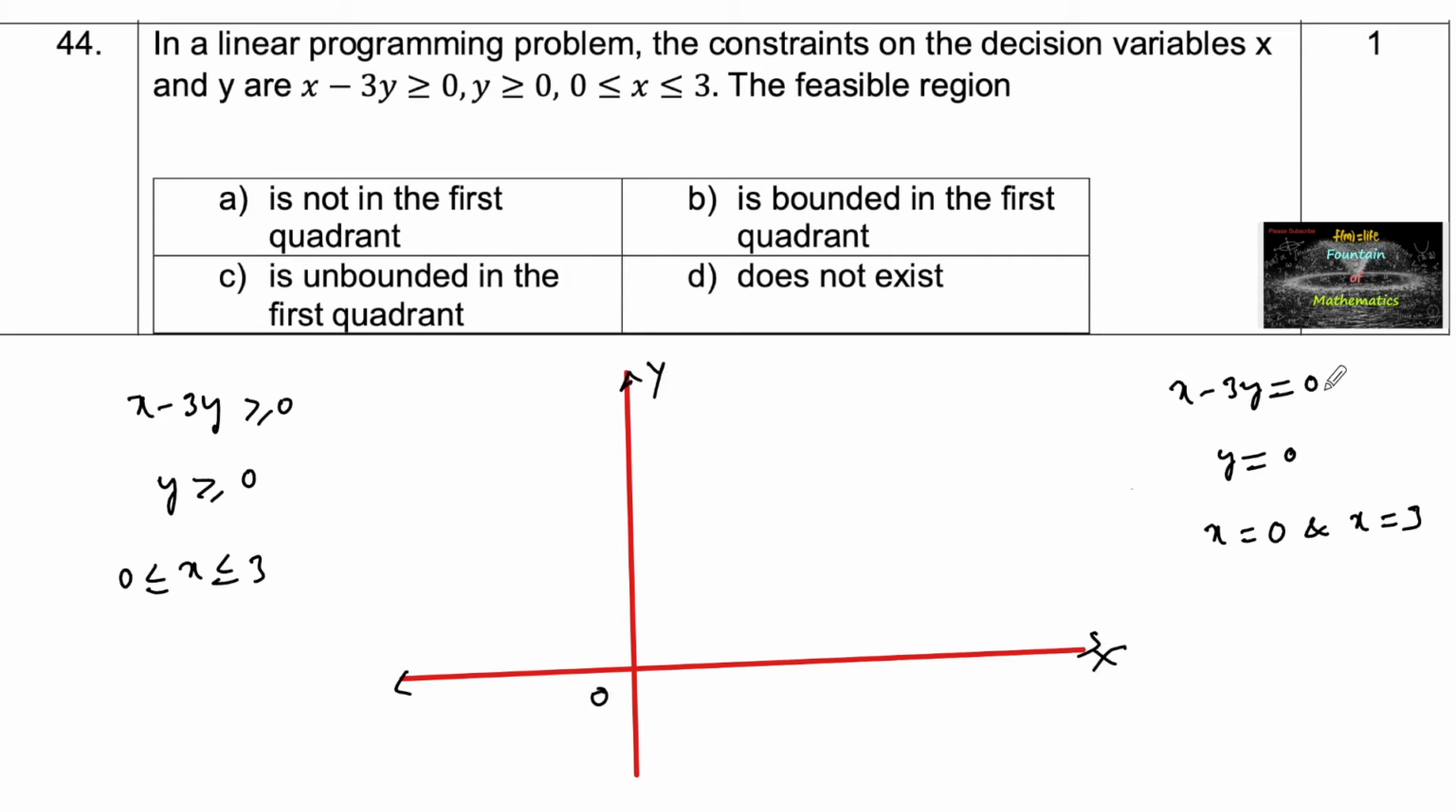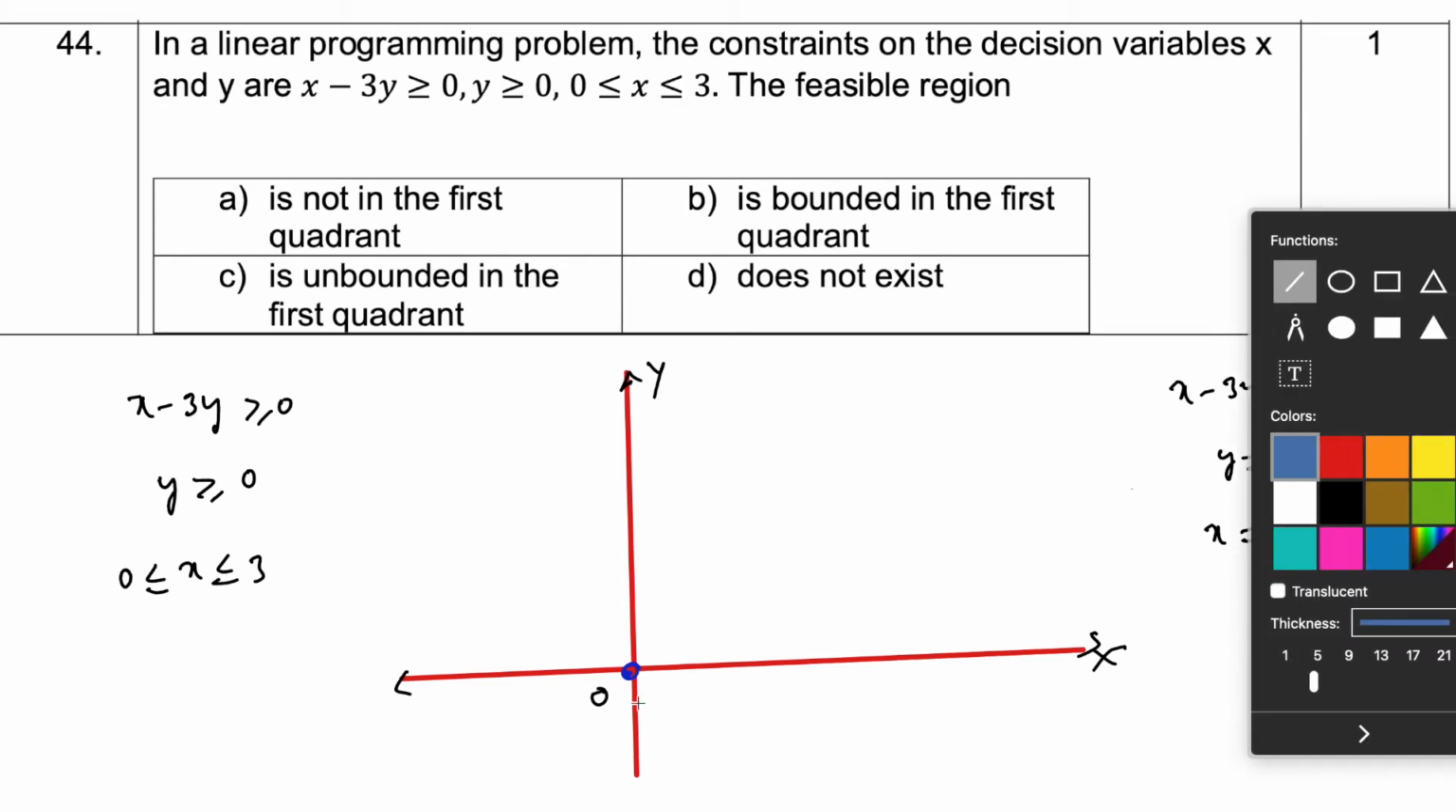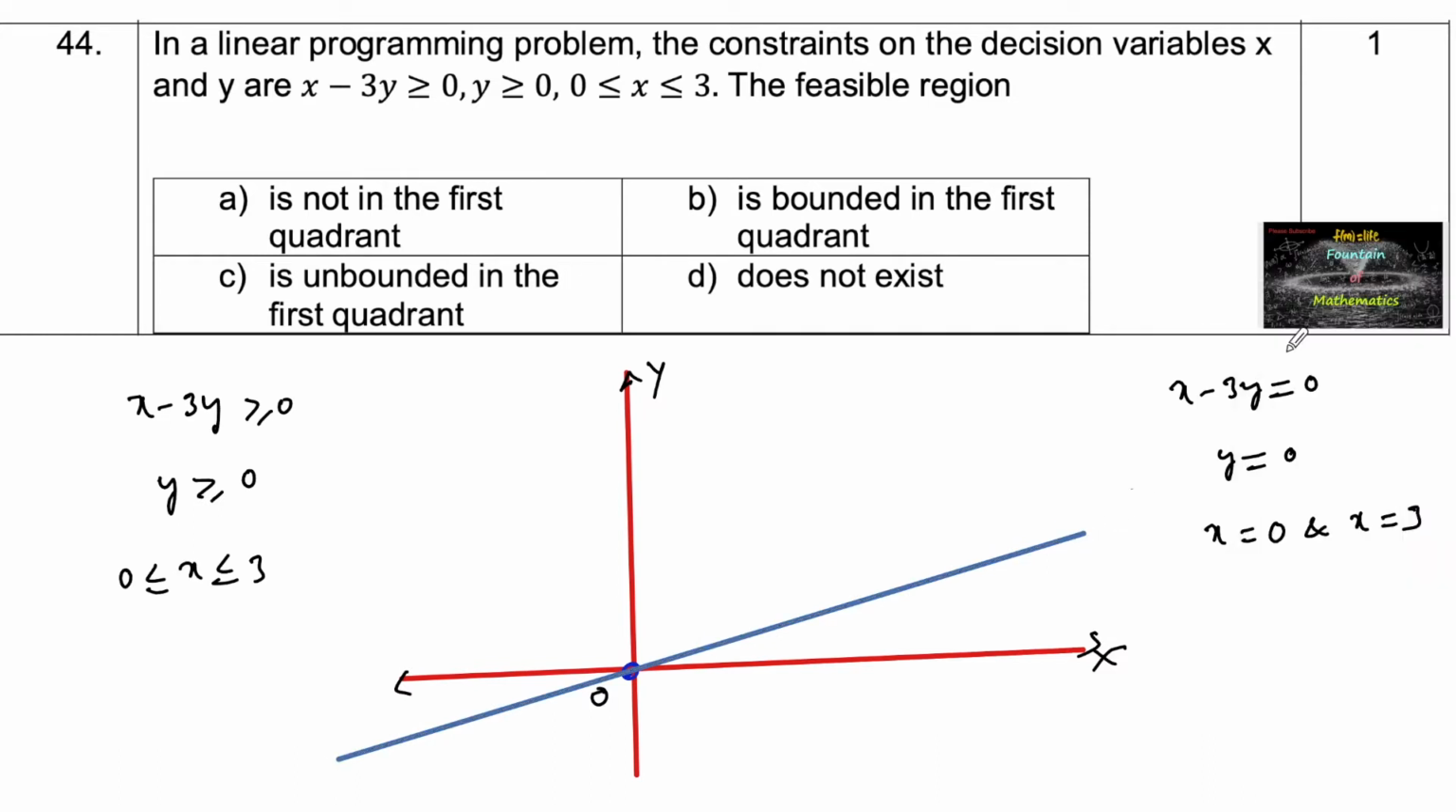For x minus 3y is equal to 0, we can see that the origin is a point, and for x is equal to 1, y is equal to 1 upon 3, so you may get the straight line. So this can be considered a straight line, x minus 3y equals to 0.